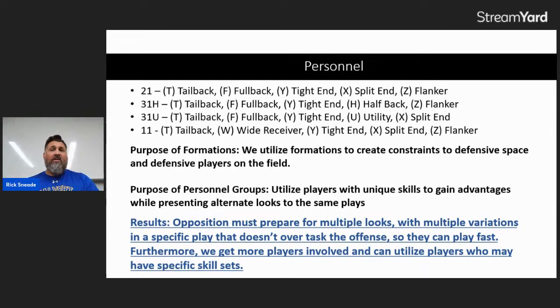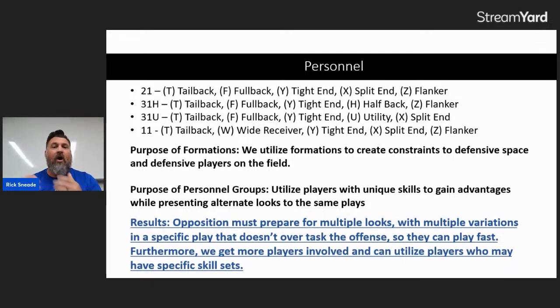We utilize formations to create constraints to defensive space and defensive players. We're always looking to figure out how we can get a man advantage, how we can occupy space with an extra person that the defense has to make a decision on how they're going to cover. Are they going to cover the space and also cover some spot in the box that they're responsible to?